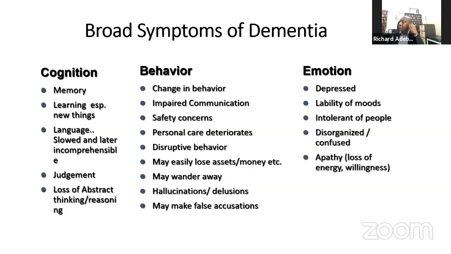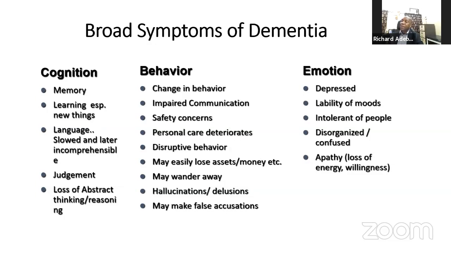And of course, there can be symptoms that have to do with their emotions. They can become depressed, they can have lability of moods, the fluctuation of moods. They can become intolerant of people. An elderly woman that has been fond of the grandchildren now becomes intolerant of them, and can become disorganized and confused. Of course, with time, they have apathy, loss of energy, loss of willingness.